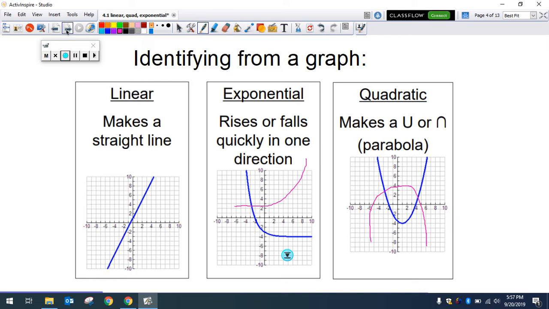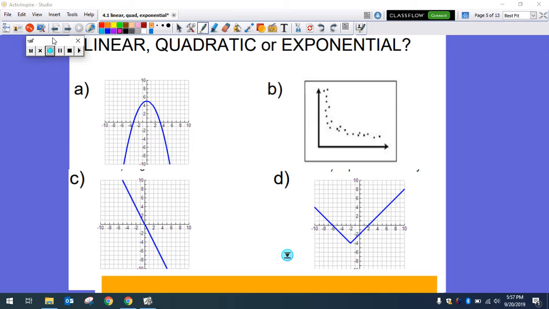So let's look at some graphs. Here we want to figure out if they're linear, quadratic, or exponential. Well, this makes a U, even though it's upside down, so that means it's quadratic. This, if we kind of drew a line through these dots, see it goes down and curves, that means it's going to be exponential. And because it goes down, it's going to be exponential decay. And you're going to have to put that exponential decay. This one makes a straight line, so that means it's linear. This one makes a V, which means it's going to be neither. Okay, if it makes a V, we call that absolute value because value starts with a V. So it's not either of these three.